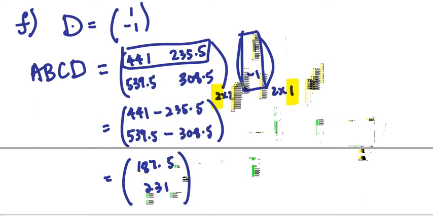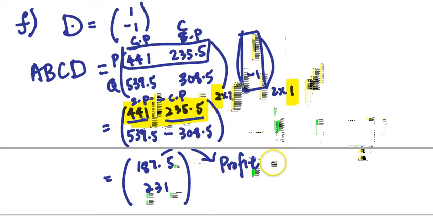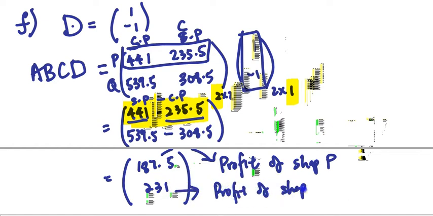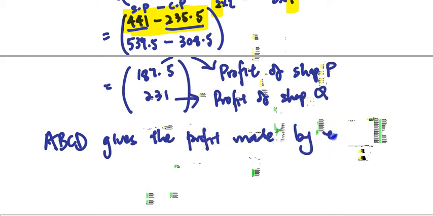The more important thing is to find out what ABCD represents. Again, let's look at the elements. It helps if you look at the calculation. Recall that ABC here, this gives you the cost price, this gives you the selling price of each shop P and Q. Now, when you are taking 441 minus 235.5, sorry, this is actually the selling price, this is the cost price. You are taking the selling price minus the cost price. Selling price minus the cost price will actually give you the profit. And this is the profit of shop P, which means that the second element will give you the profit of shop Q. So to summarize, ABCD actually gives the profit made by each shop.